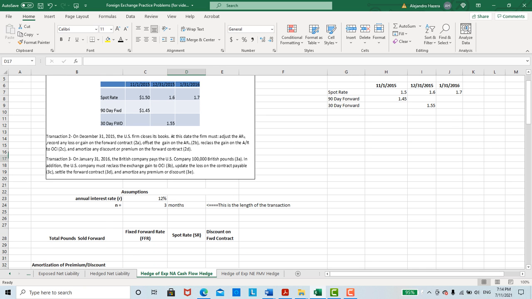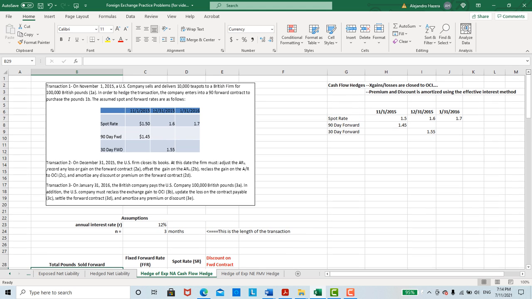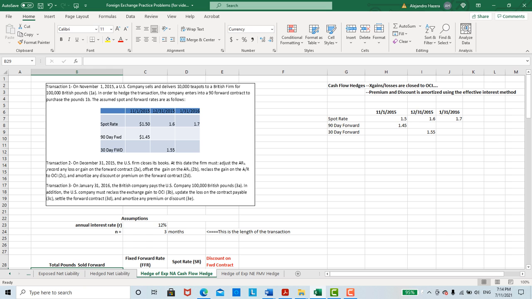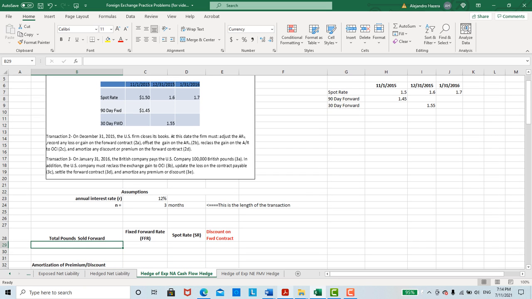Okay, but let's start off. The first step here would be, let's compute the discount on the forward contract. I'll put this in red here. We need to know the discount, then we can make the amortization table so that we can then amortize the entries below. The total number of pounds sold forward, according to the transaction up here, is 100,000 British pounds. So we will put 100,000 right here, and we'll take the dollar sign out of there.